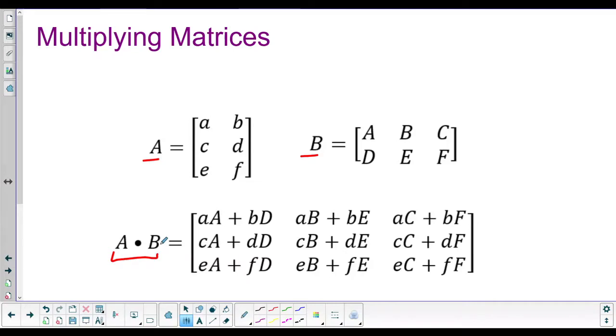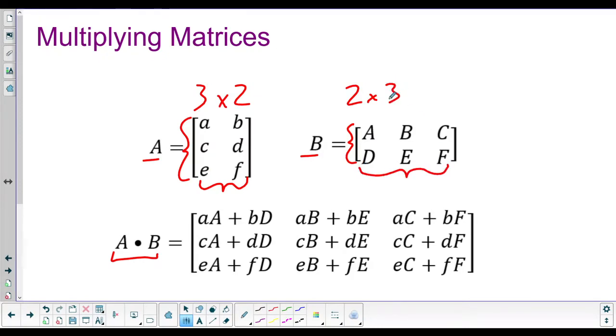to do A times B. The first thing we need to check are the dimensions of A and B. Your dimensions are going to be the number of columns, so 3, by the number of rows, 2. Number of columns, 2, by the number of rows, 3. You are allowed to multiply these matrices together so long as these inner numbers match. And then your answer, A times B, is going to have dimensions of the outer numbers. So this could be a 3 by 3.